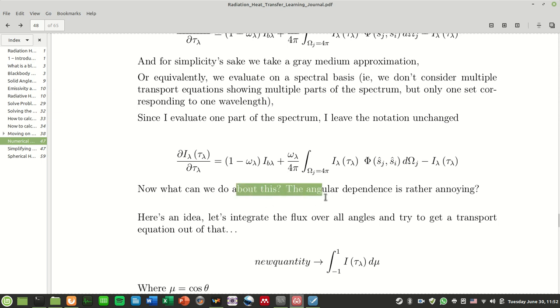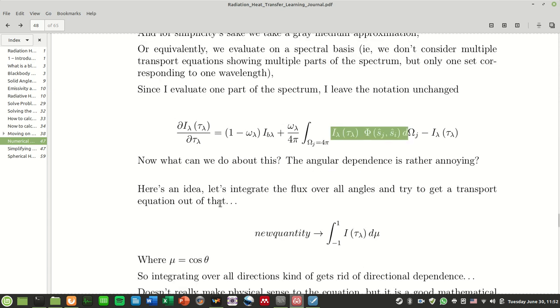Now what can we do about this? The difficulty is still this angular dependence, because of this radiation in-scattering term. That will often cause a bit of annoying effects. So here's the idea.